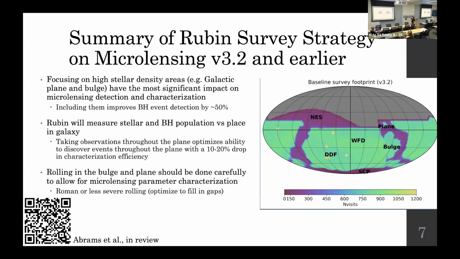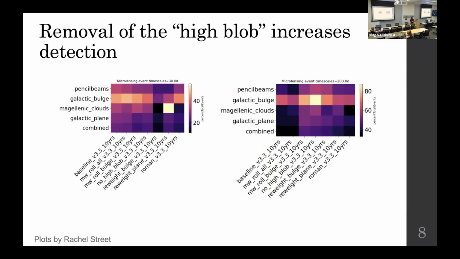First I'll be talking about the high blob. I don't know if you can see my cursor. This little blob up here above the bulge. There's the question of whether that should be kept or if it should be moved so that there's a more contiguous area throughout the bulge and rest of the plane. The removal of the high blob includes some detection.